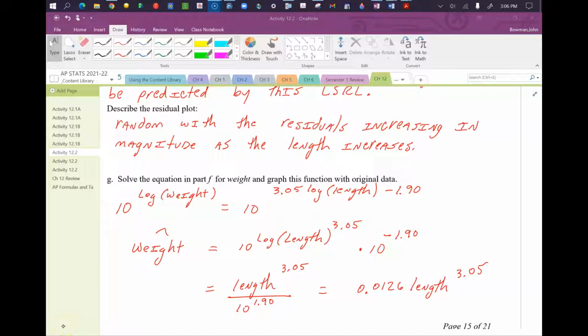So what you notice here is that the final equation that we get is the predicted weight is equal to 0.0126 times the length to the 3.05 power, which helps to make the point that nobody would have guessed that would have been the power relationship. Most people would have guessed the third power, but to the 3.05, okay, it works better.